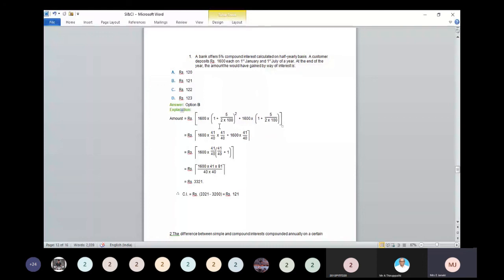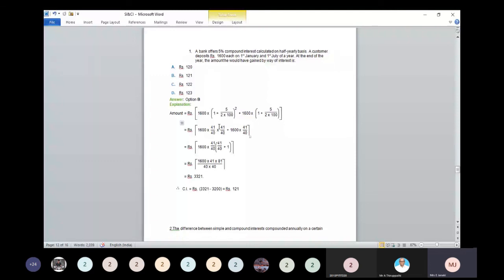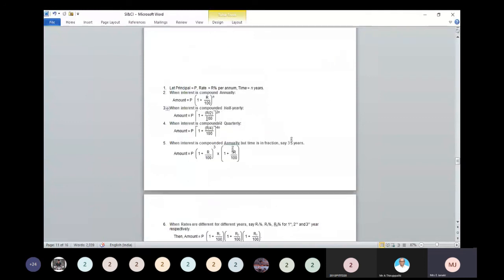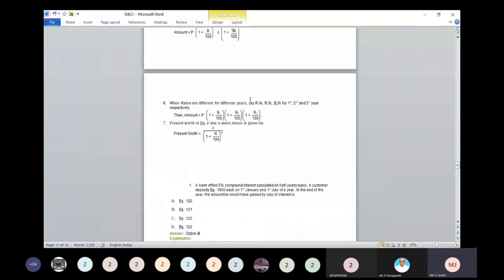First of all, you have to identify what is the P, R, T. To calculate the amount, what is the formula? Initially, for the first 6 months, you have to calculate on a half yearly basis. What is the formula for the half yearly basis? P into 1 plus R by 200 whole power 2n. Okay, next step.